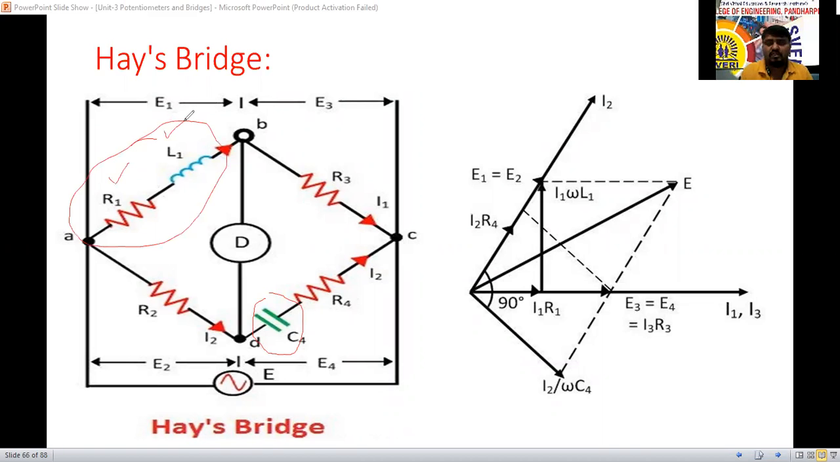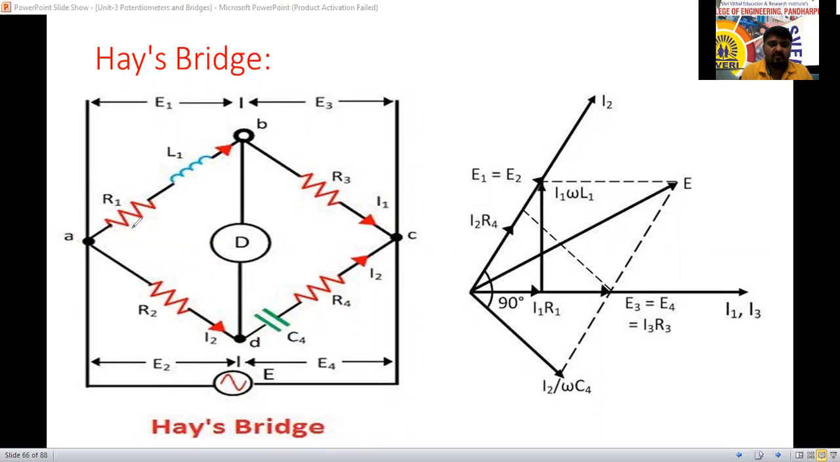R1 and L1 we have to consider as unknown resistance and unknown inductance. We have to find a formula for this. R3 and R2 are the standard resistances, R4 is also, and these are all fixed values we are going to use here now. We have to derive the bridge circuit balance equation at balance condition. Before starting that, we have to draw the phasor diagram for this.